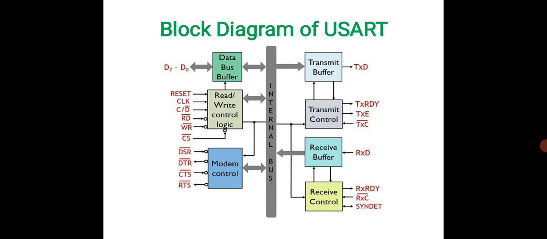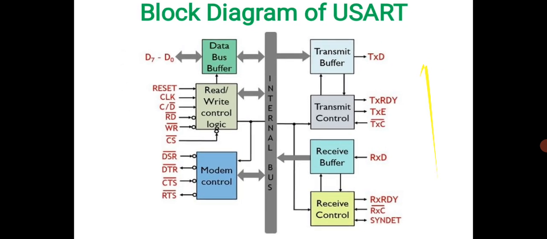And this is the block diagram of USART, and you can see here we have various blocks like data bus buffer, read write control logic, modem control, then transmit buffer, then receiver buffer, or you can say the transmitter section and the receiver section. For the data bus buffer, of course, we have 8 bidirectional data lines to carry the data information. Nothing more about it.